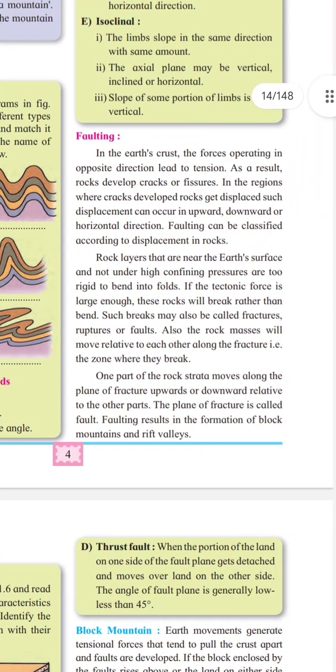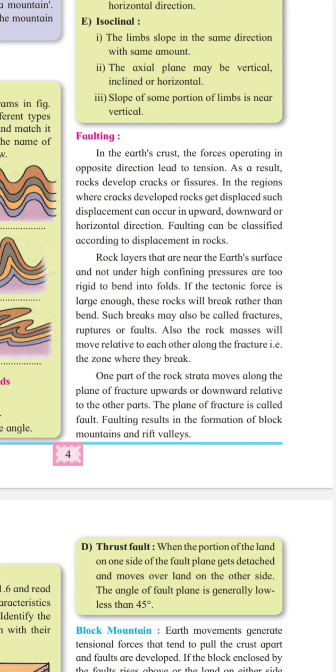Now let's move to another important process, that is faulting. Sometimes the rocks are too hard and rigid to bend. Instead of folding, they break. This breaking and displacement of rock is called faulting. The crack along which the rocks move is called a fault plane. The movement may be upward, downward, or horizontal. Faulting mainly forms block mountains and rift valleys.